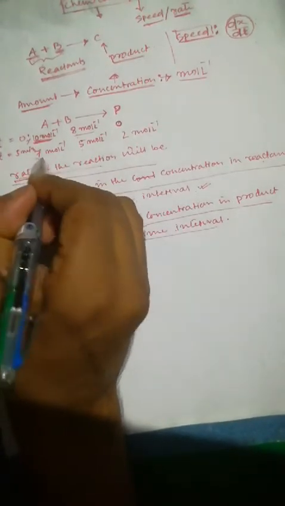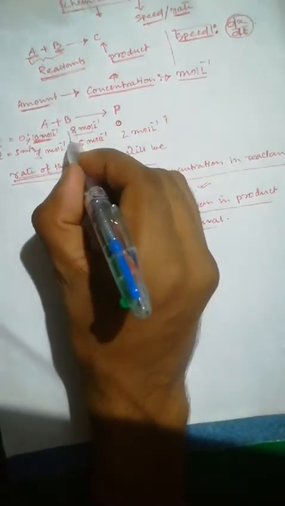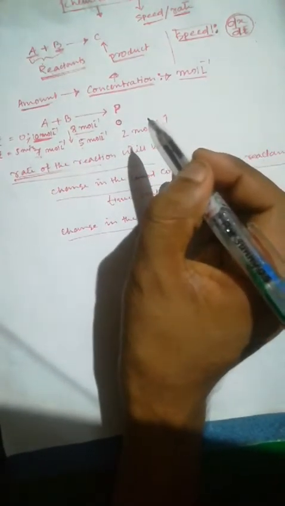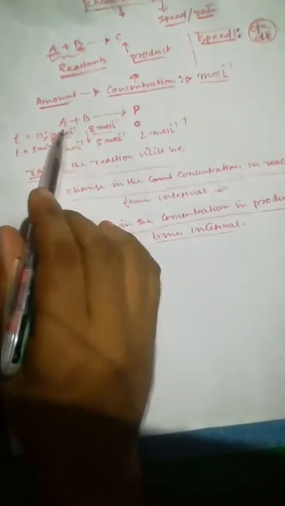Suppose after 5 minutes, the concentration of A decreases from 10 to 7, the concentration of B decreases from 8 to 5, and the concentration of P increases from 0 to 2. In the case of a product, it always increases. In the case of a reactant, it always decreases. Right? So we will first calculate the change in the concentration of the reactant. How much has the concentration of the reactant changed? In terms of A, how much has the concentration changed?